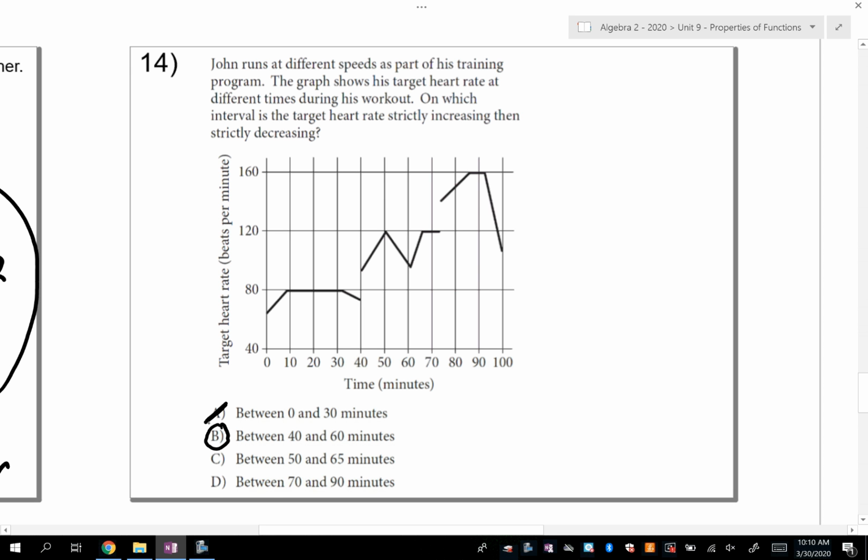But let's look at the other answer choices. Between 50 and 65 minutes, that's strictly decreasing to then strictly increasing, so they flipped it to try to confuse you. And then for 70 and 90 minutes, it starts constant, then increases, then it's constant. So that does not have strictly increasing to strictly decreasing.